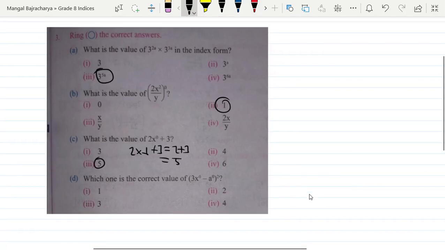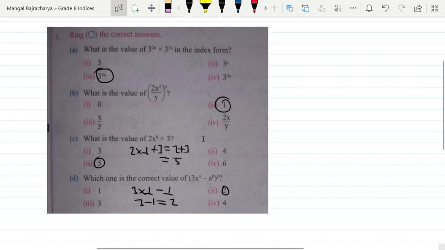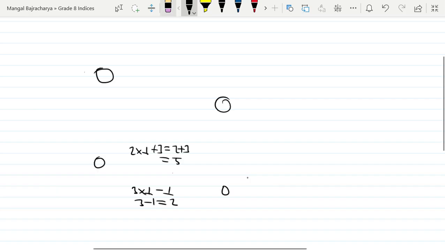And then next, which one is the correct value of 3 into x power 0 minus a power 0? So 3 into x power 0 is 1, and minus a power 0 is also 1. So 3 minus 1, that is 2. So the correct value is 2. So up to D we get to do this. Now from E onward, let's go.